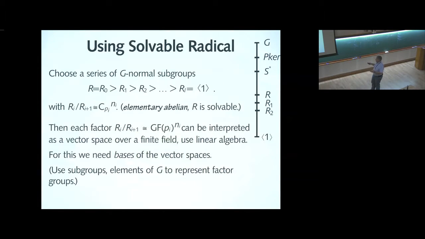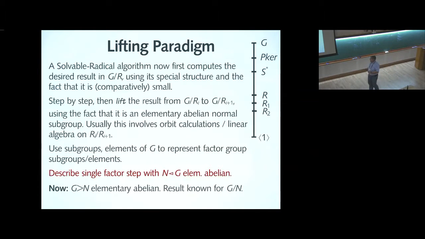And if you worry that I will work in factor groups, in fact, I don't need to ever write down those factor groups. I can work with pre-images of subgroups and elements. Okay. So, now how do these algorithms work? These algorithms first work in the factor group G modulo R, using its special structure, using that it is comparatively small in relation to the group.